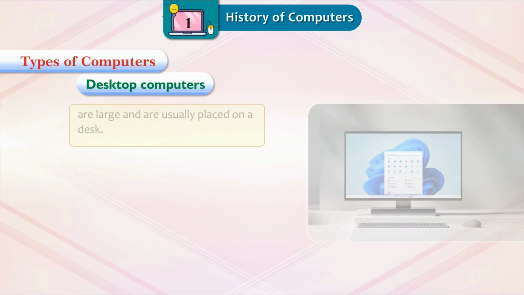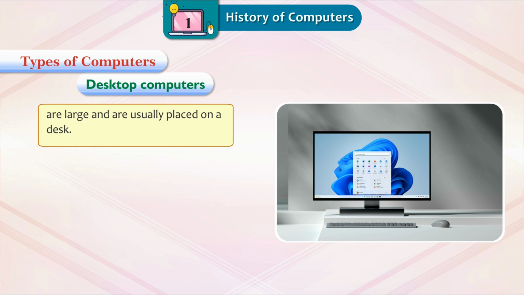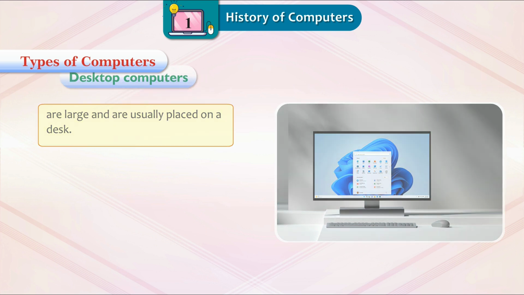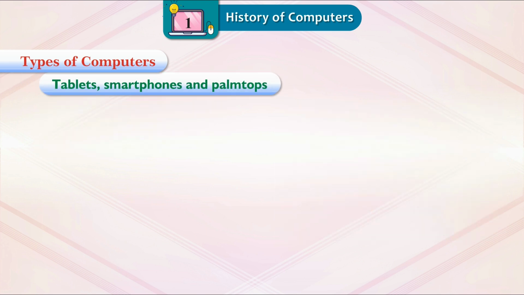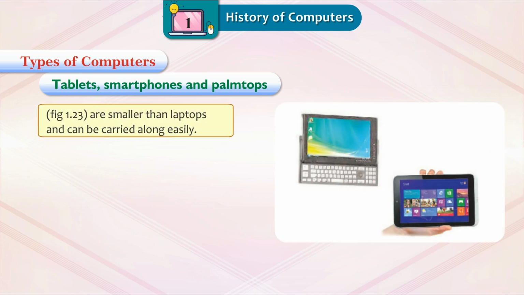Desktop computers, refer to figure 1.21, are large and are usually placed on a desk. Laptops, refer to figure 1.22, are smaller than a desktop computer and can be placed on the lap of a person. Tablets, smartphones, and palm tops, refer to figure 1.23, are smaller than laptops and can be carried along easily.